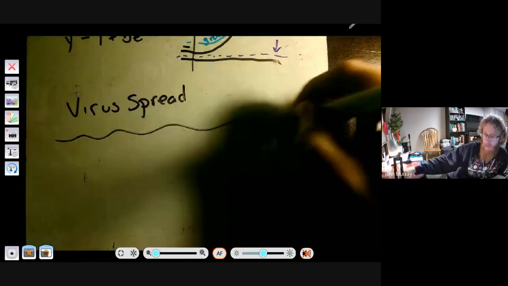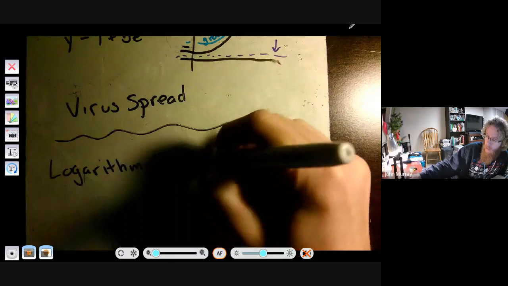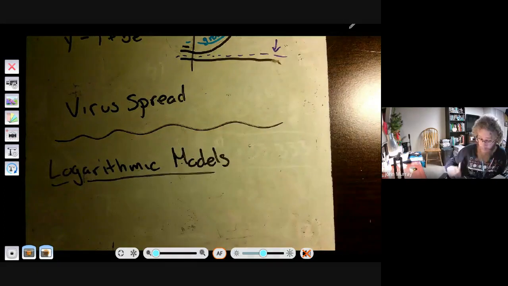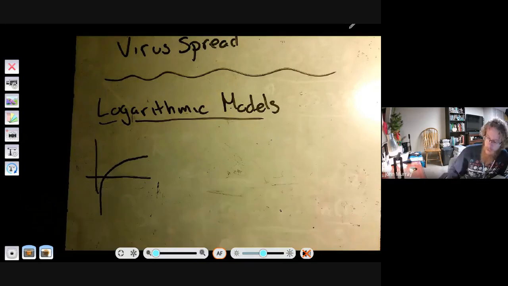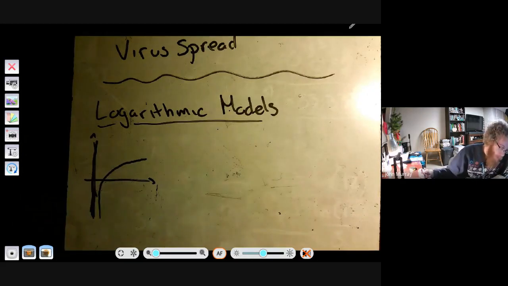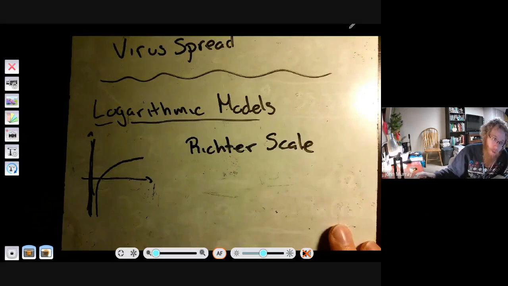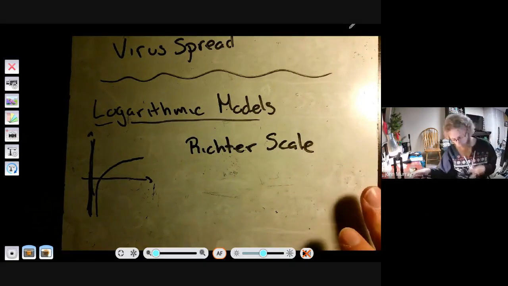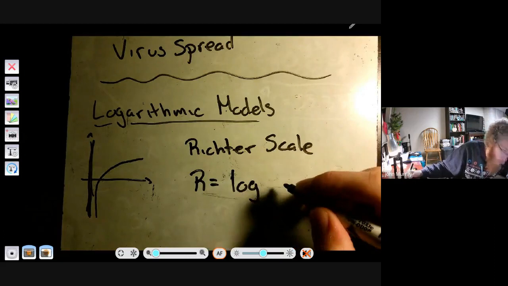And then finally, we have logarithmic models. We saw the graphs of those. They increase, but not very fast. I might have mentioned this, we use logarithms to deal with earthquakes, the Richter scale. When there's an earthquake, they say it's an 8.0 on the Richter scale. Well, they use a very basic logarithmic equation for that.